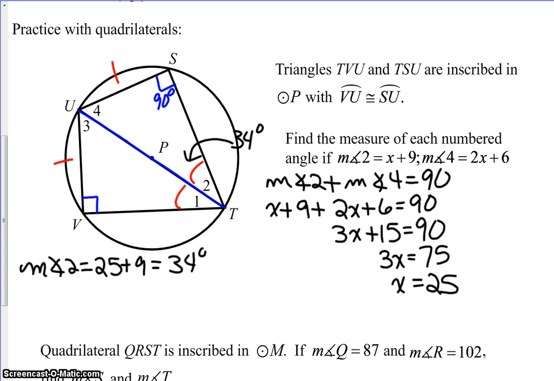That means angle 1 is also 34 degrees. I know the angles in a triangle add to 180. Or I could substitute into angle 4, and 2 times 25 plus 6 is 56 degrees for angle 4. And by the same token, I can say that angle 3 is also 56 degrees.